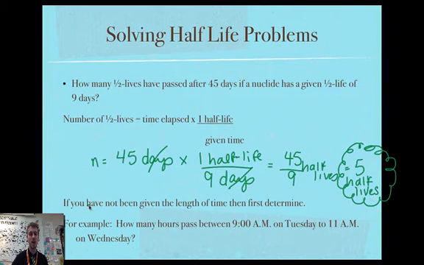If you have not been given the length of time, then first you have to determine it. Instead of telling you 45 days passed or 20 hours passed, you might actually have to determine how much time has passed. In that case, if you start at 9 a.m. on a Tuesday and go to 11 a.m. on a Wednesday, that's 26 hours. 9 a.m. Tuesday to 9 a.m. Wednesday is 24 hours, and then you go 2 hours past that to 11. I wanted to throw that out there because you might see it, and I don't want it to trip you up when the point of a problem is understanding the half-life and how to figure out half-lives.